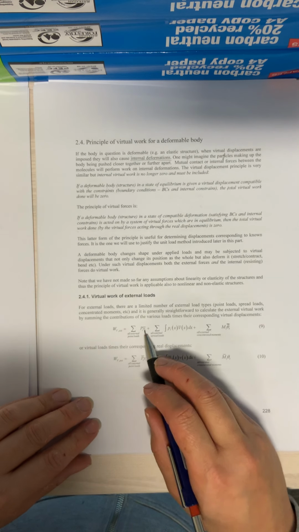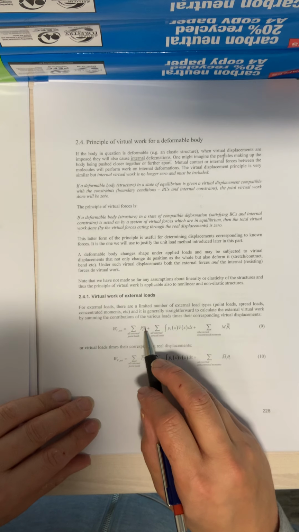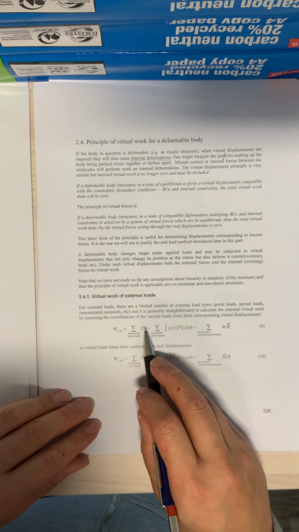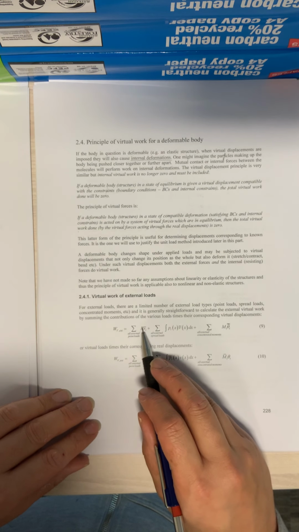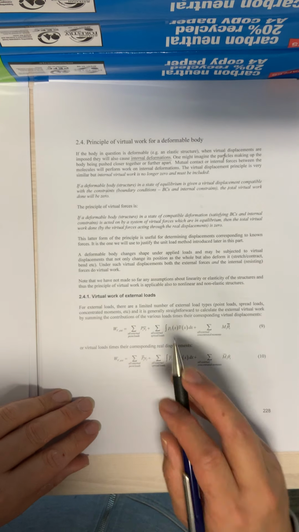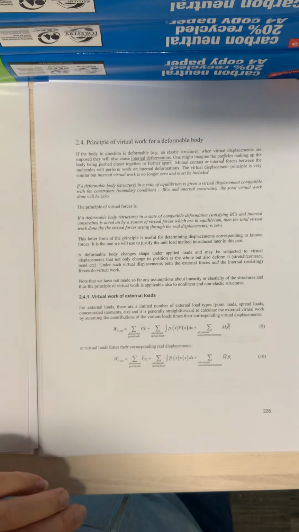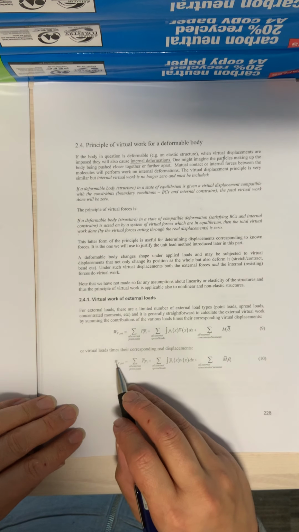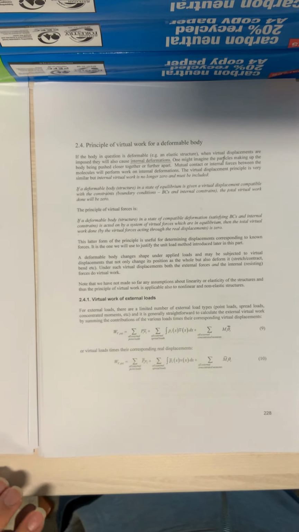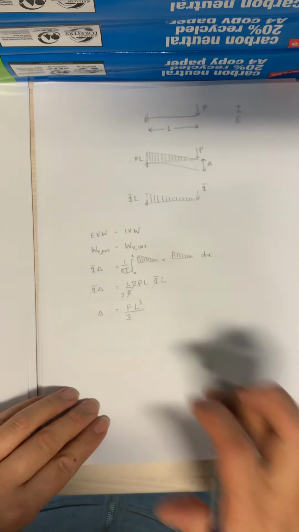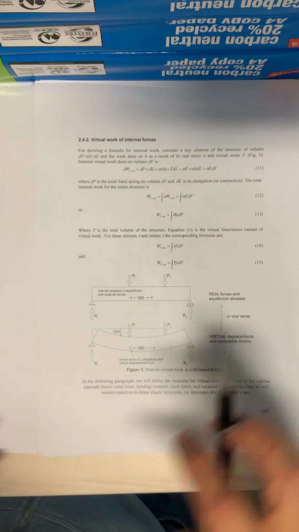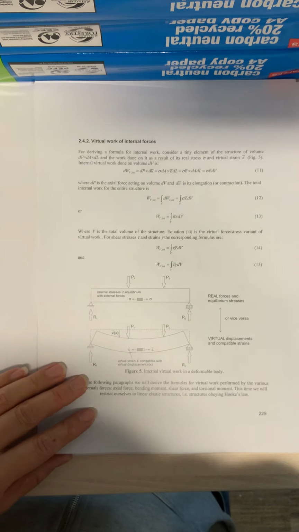So you can see that the virtual one is shown with a bar up here, and what we're saying is that you can think of it either way around, either real against virtual or virtual multiplied by real. And if you work out the external virtual work done, then you would find that that is equal to the internal virtual work. So that deals with the external virtual work. Let's now deal with the internal virtual work.